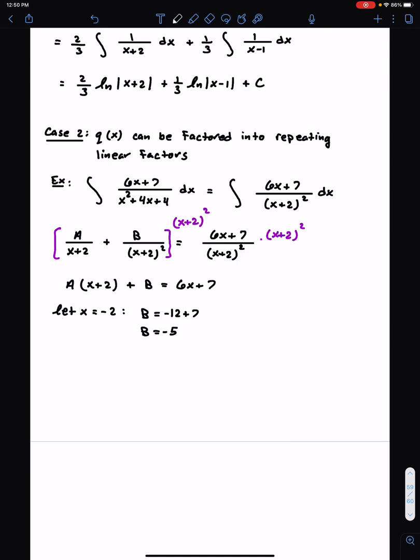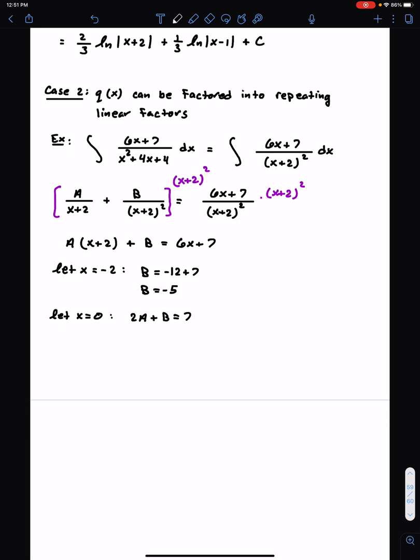If I choose x to be 0, you can pick any number you want. I think 0 is easy. I have 2a plus b equals 6 times 0 plus 7, or just 7. But I found b in the previous line. So 2a minus 5 is equal to 7. So 2a is 12. So a is 6.